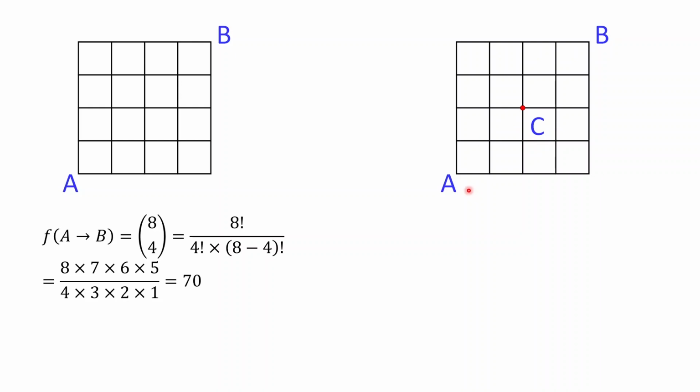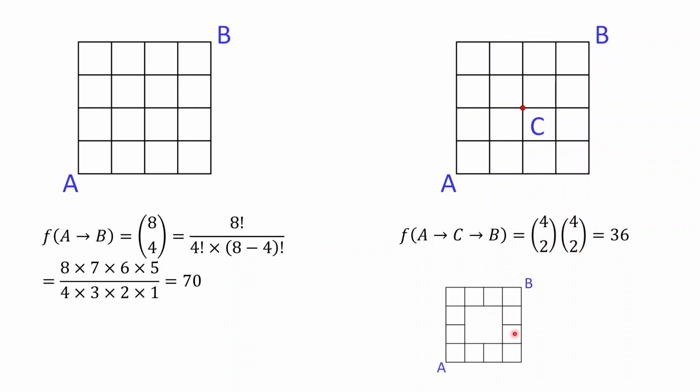But we know that whatever paths go through point C are invalid paths. So we have to calculate them. If we go from A to C and then from C to B, all of those paths are wrong. Now we can do the calculation. From A to C, we have the choice of 2 out of 4. From C to B, we have the choice of 2 out of 4. This is 6, this is 6, 36.